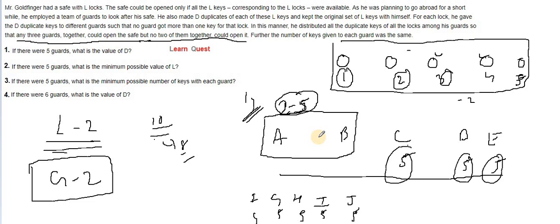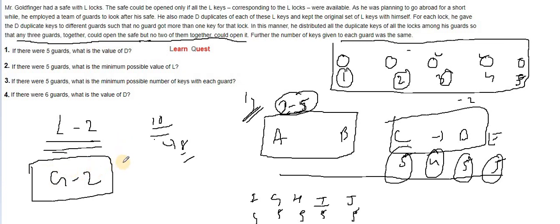Any 2 people will miss it, so that those 2 will not be able to open. There will be different combinations, of course. Like C and D, if we are taking together, maybe these 2 will miss key number 4 and every other guard will be having key number 4. So still the case will be the same: total number of guards minus 2. Any 2 guards will miss that particular key.